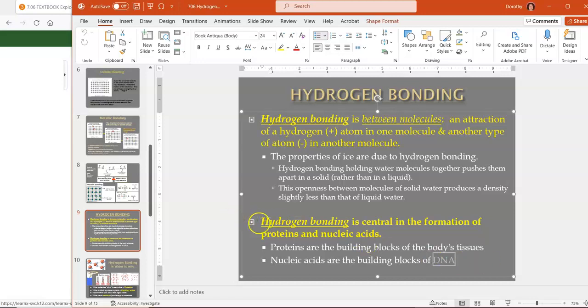How do they stick to each other? Hydrogen bonding. The positive hydrogens on one molecule stick to the negative something on another molecule. It depends on what's negative to what it sticks to. Not all molecules are the same, so they might be something different.